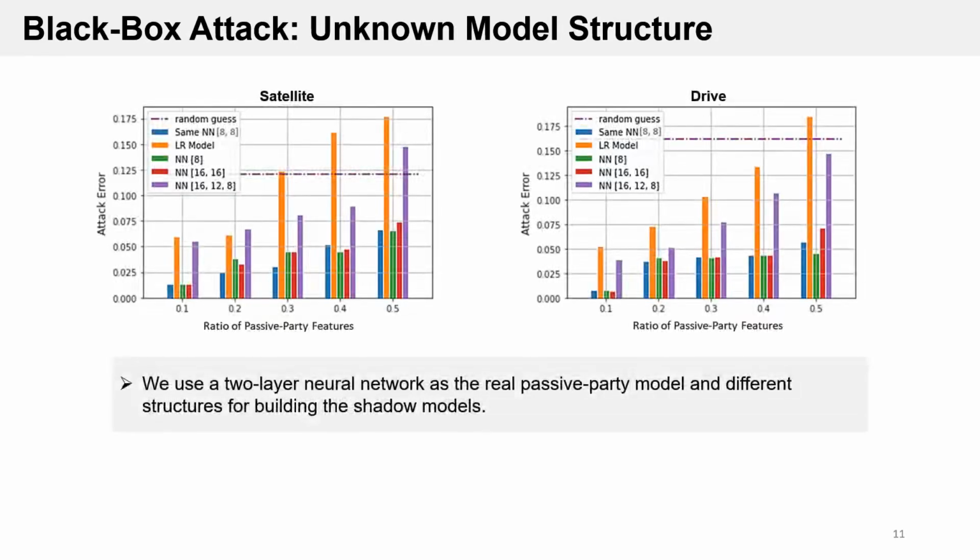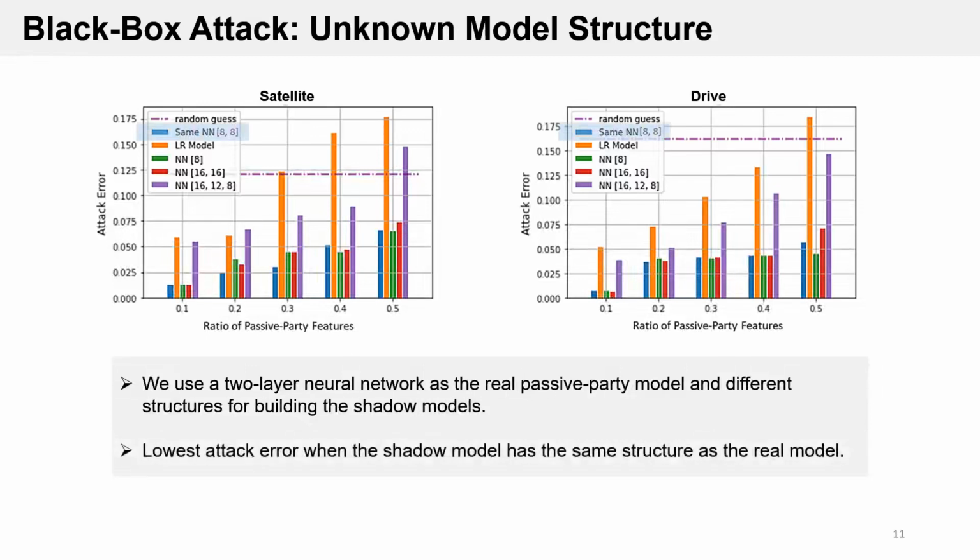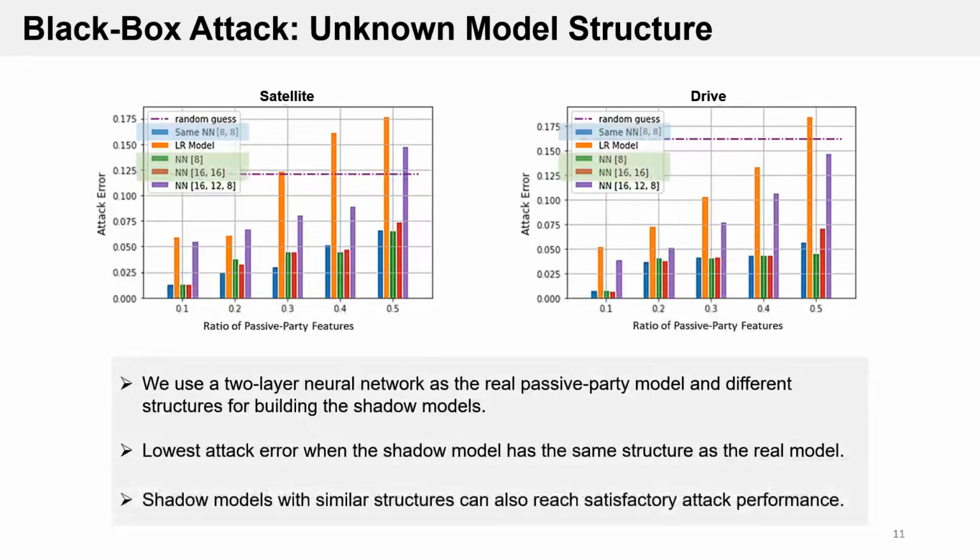We further investigate whether the prior knowledge of the model structure is essential for building the shadow models. To this end, we use the two-layer neural network as the real passive party model and compare the attack error of using shadow models with different structures. It can be seen that building the shadow model with the original structure leads to the lowest attack error. Although altering the model structure may increase the attack error, we can still achieve a satisfactory attack performance when the shadow model does not differ too much from the real model.